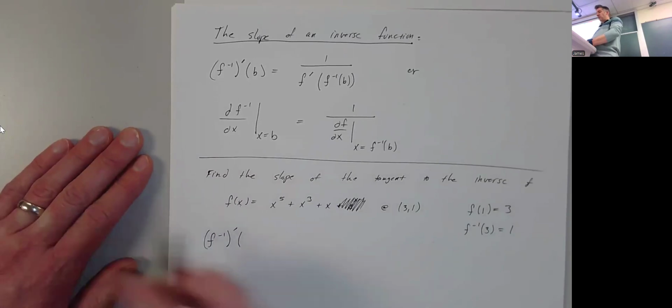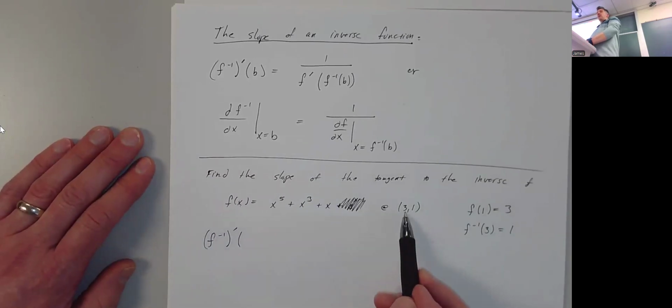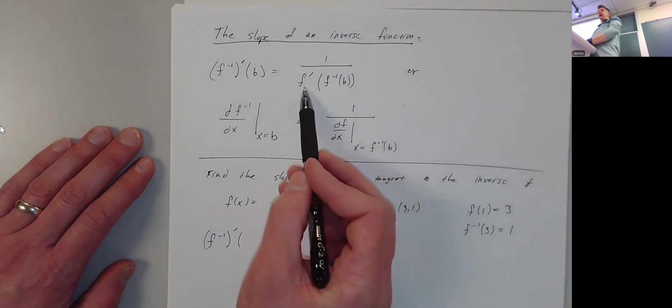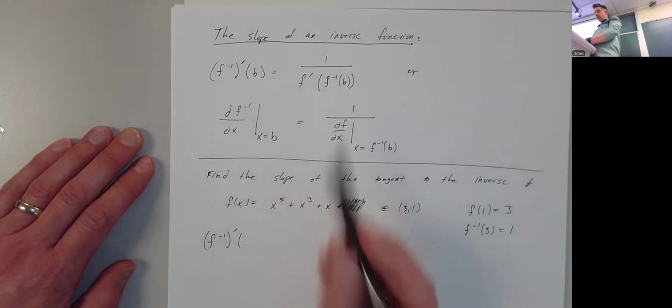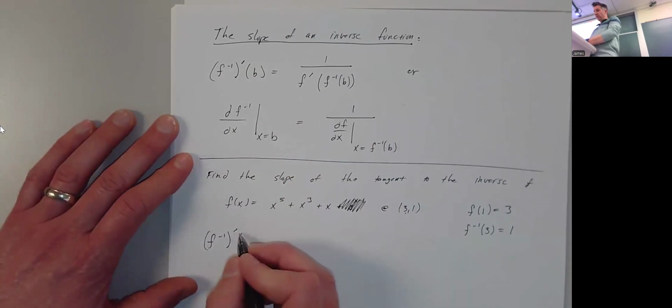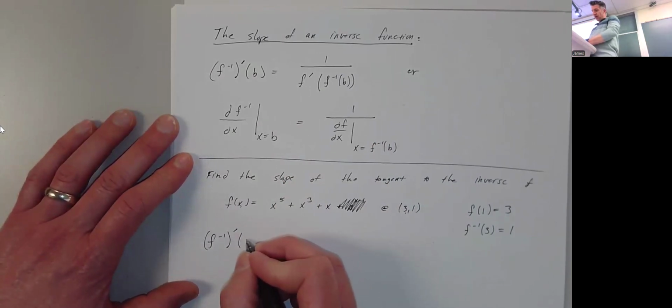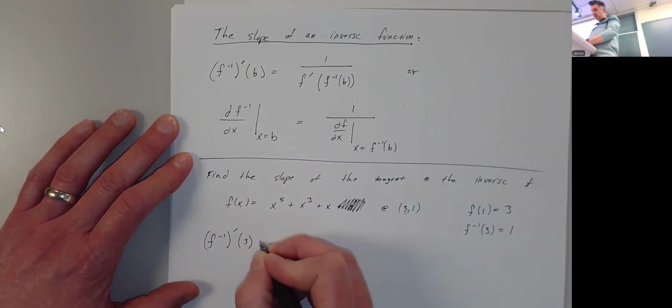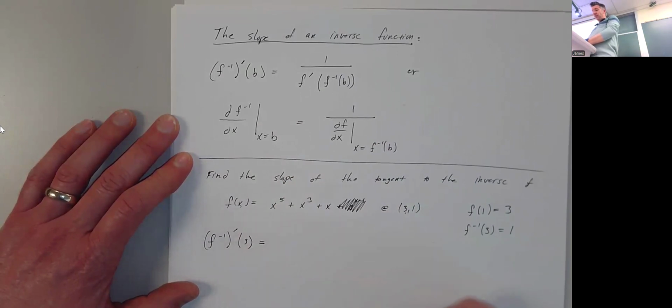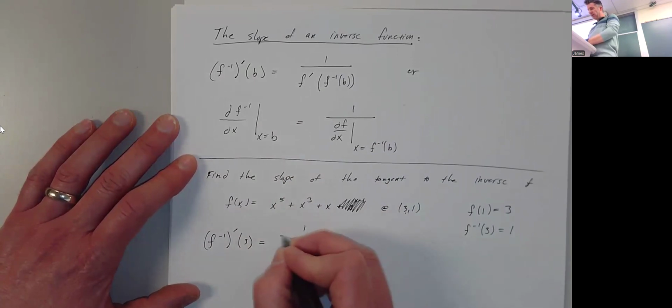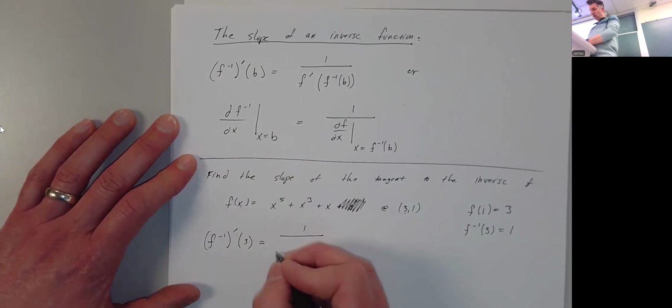So I'm trying to find the derivative at 3. I'm really going to find the 1 over the derivative at f inverse of 3. So the derivative of f inverse at 3 is going to equal that. I will fully admit that I often get this wrong in my head. It's going to be 1 over f prime of f inverse of 3.